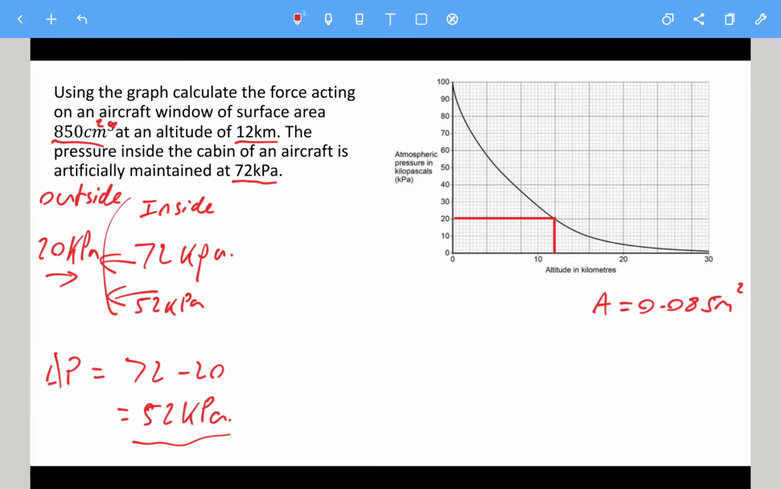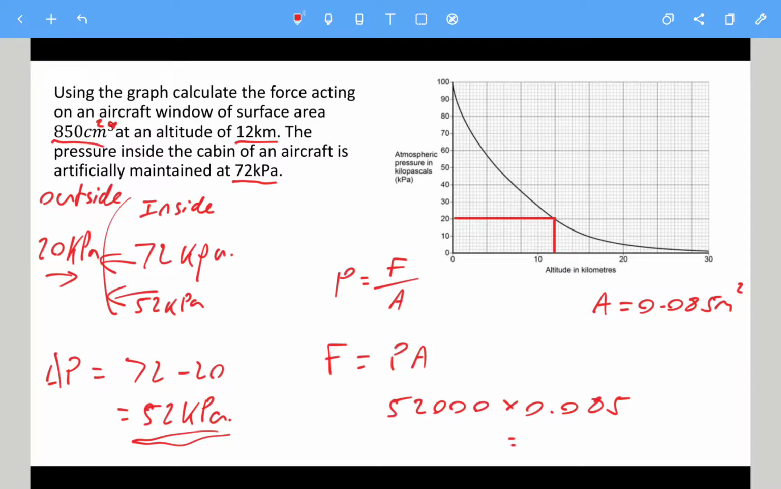So now we can get the force. The equation, remember, is pressure is force divided by area. So to get force, we need to get rid of the divide by area, so we're going to times by area on the left-hand side. So force is pressure times area, and the pressure difference, which is what we're interested in, is 52 kilopascals. And kilo, remember, means 1,000, so that's 52,000 multiplied by the area, which we calculated to be 0.085. So the resultant force would be 4,420 newtons.